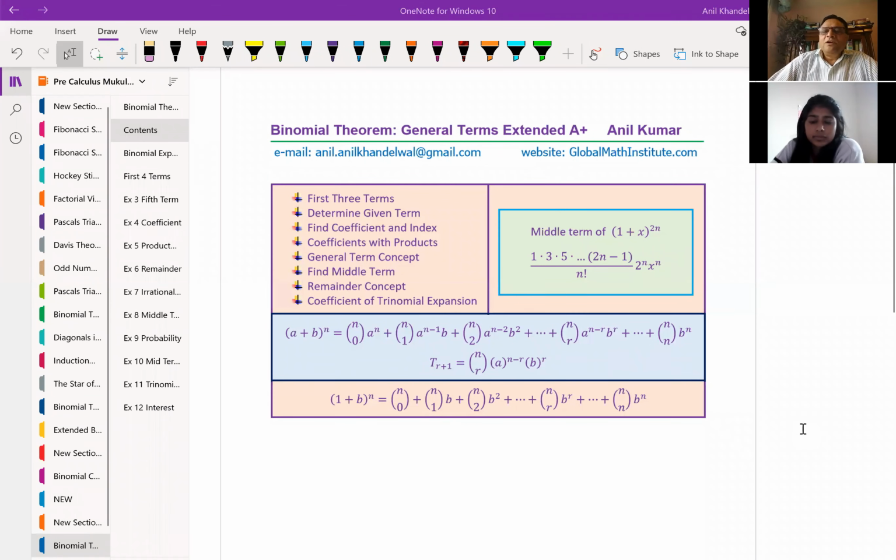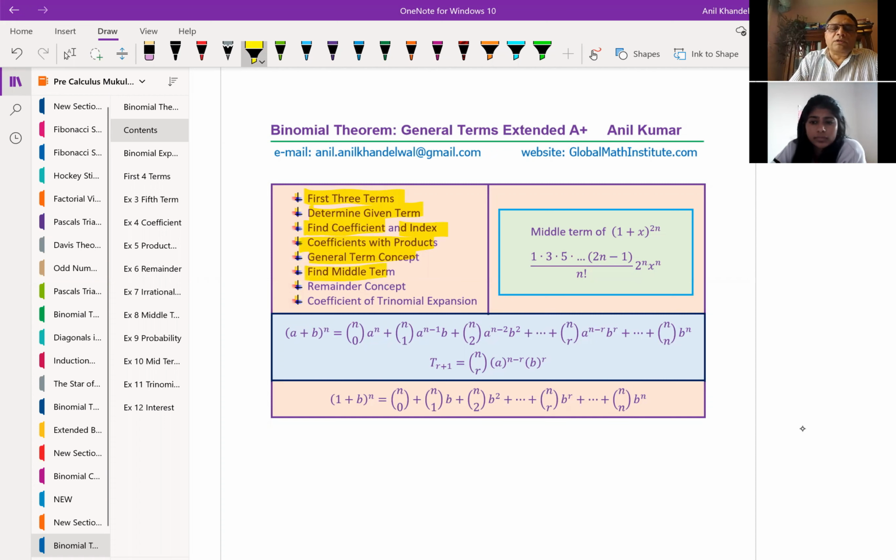Okay, so here is your new lesson on binomial theorem. We are going to talk about general terms. And as you can see right on the top, we have extended it to A plus level. So we'll take a few examples which will deal with first three terms, that is to expand a binomial and get the first three terms. And we'll also determine how to find a given specific term number. We'll find coefficients and the index. We'll also work with product of two binomials, one of them with an expansion. And then we'll have a general concept about how to work with such questions.